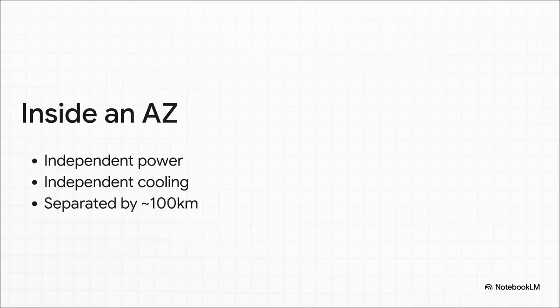And here's the kicker. An availability zone isn't just a separate server room inside the same building. No way. Each AZ operates entirely on its own. We're talking independent power infrastructure, independent cooling systems, independent networking, and they are physically separated by up to 100 kilometers. That specific distance is incredibly deliberate. It's far enough apart to prevent correlated failures, but close enough to allow for synchronous data replication with practically zero delay.